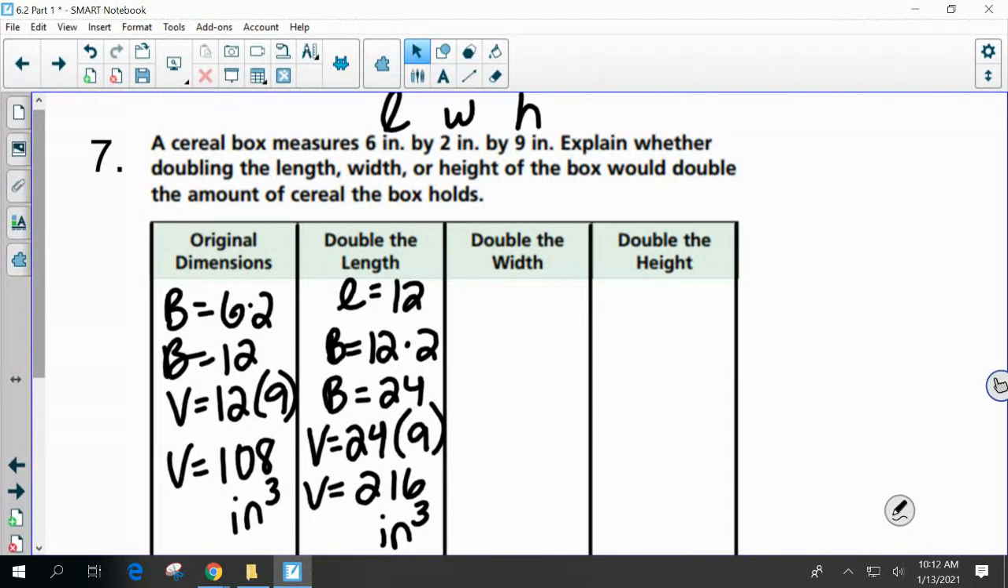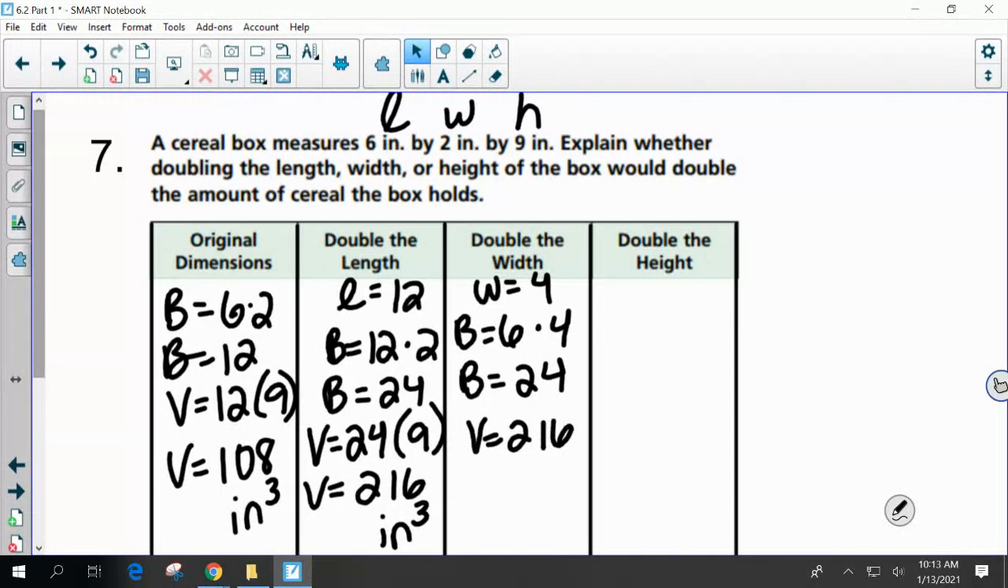Okay, so now if we double the width, what's the new width going to be? 4. So capital B equals length times width. So you're going back to the original, so 6 times 4. So if capital B equals 24, what's the volume going to be? 216. 216 again.